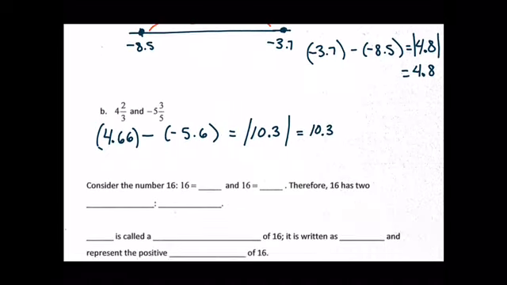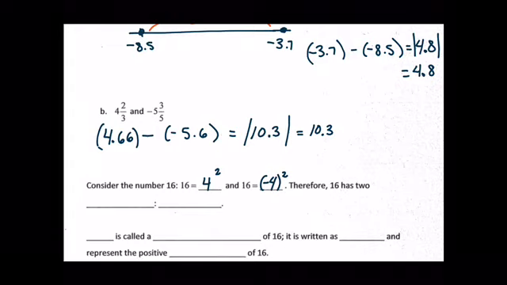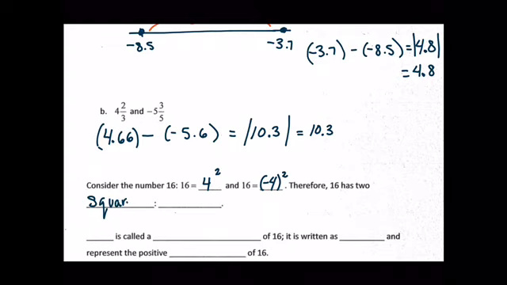Number 16. We know that 16 is the same as 4 squared. And it's also the same as -4 squared. So +4 squared is 16, and then if you did -4 squared, you're also going to get 16. So therefore, 16 has 2 square roots, and we've done this before too in this course.